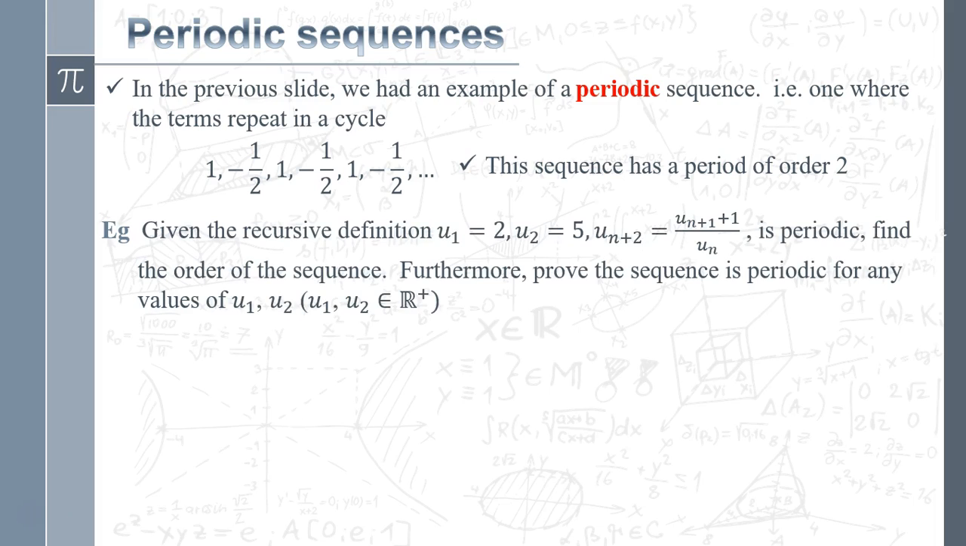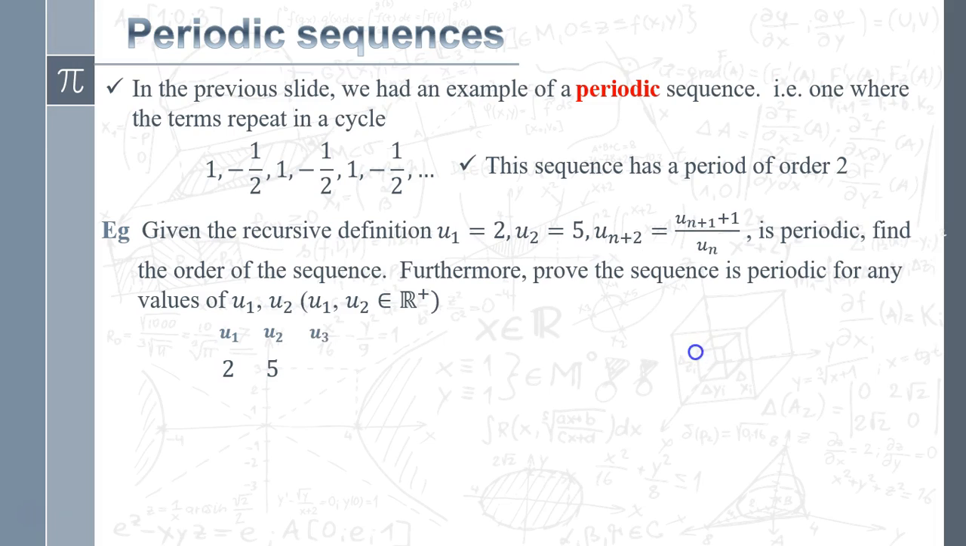Okay, so here we go. We've got a recursive definition. So u1 equals 2, u2 equals 5, and then we've got the next but one term, u(n+2) equals (u(n+1)) all over un, and that probably makes a lot more sense to read than it does to hear me say it. And what we've got to do is, as we're told it's periodic, find the order of the sequence and then prove that it's periodic for any values of u1 or u2. So first part I think we're going to do numerically, the second part we're going to have a crack at algebraically. So here we go, u1, u2, not a problem.